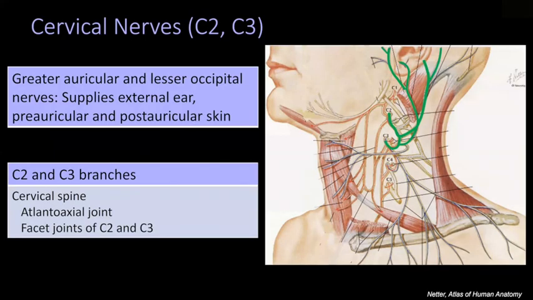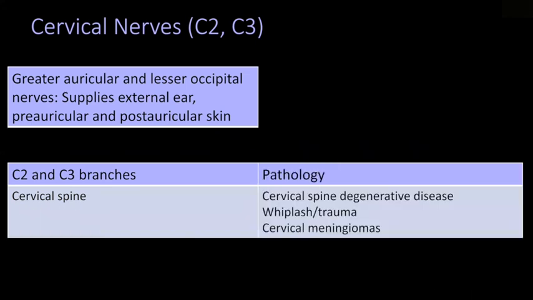Finally, the cervical nerves C2 and C3 also innervate the ear through the greater auricular and lesser occipital nerves, which also innervate the cervical spine. So cervical spine pathology, most commonly cervical spondylosis, can also cause otalgia. And these are usually older patients with concurrent neck pain that can help suggest this as the source of pain.